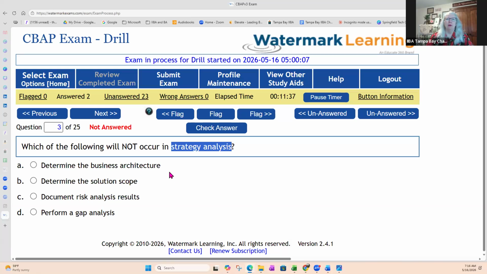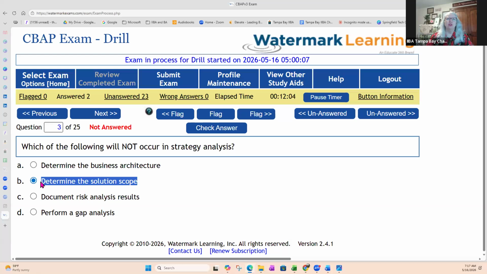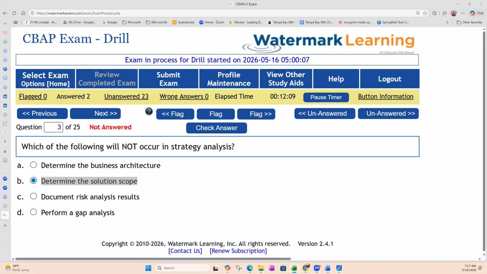So let's just start at the top. Do we determine the business architecture in strategy analysis? Yes, on define the future state, we need to understand what and how we are going to solve the issue. Okay. Do we determine the solution scope in this knowledge area? Solution scope, yes, we do. And that comes in define change strategy. It's one of those elements, right?